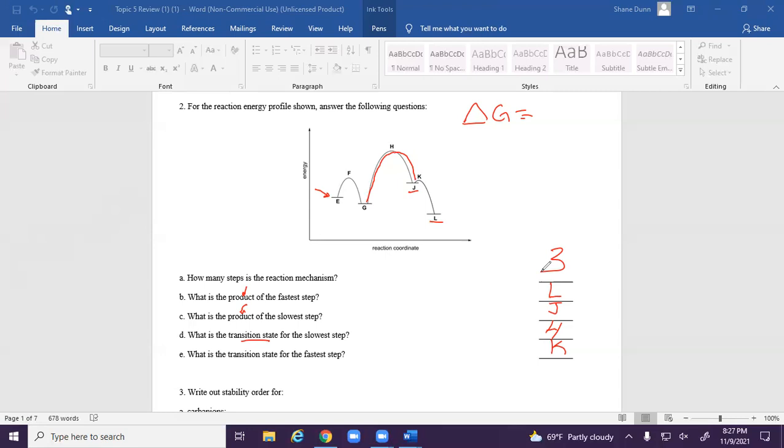Why is H the transition state for the slowest step? Because that's the hump, right? It's transferring from G to J. It's going from here to here. It's transitioning. So H is a transition state, and it's the slowest because it takes the most energy. It has to overcome that hurdle of energy. Does that make sense? Yeah. Cool.